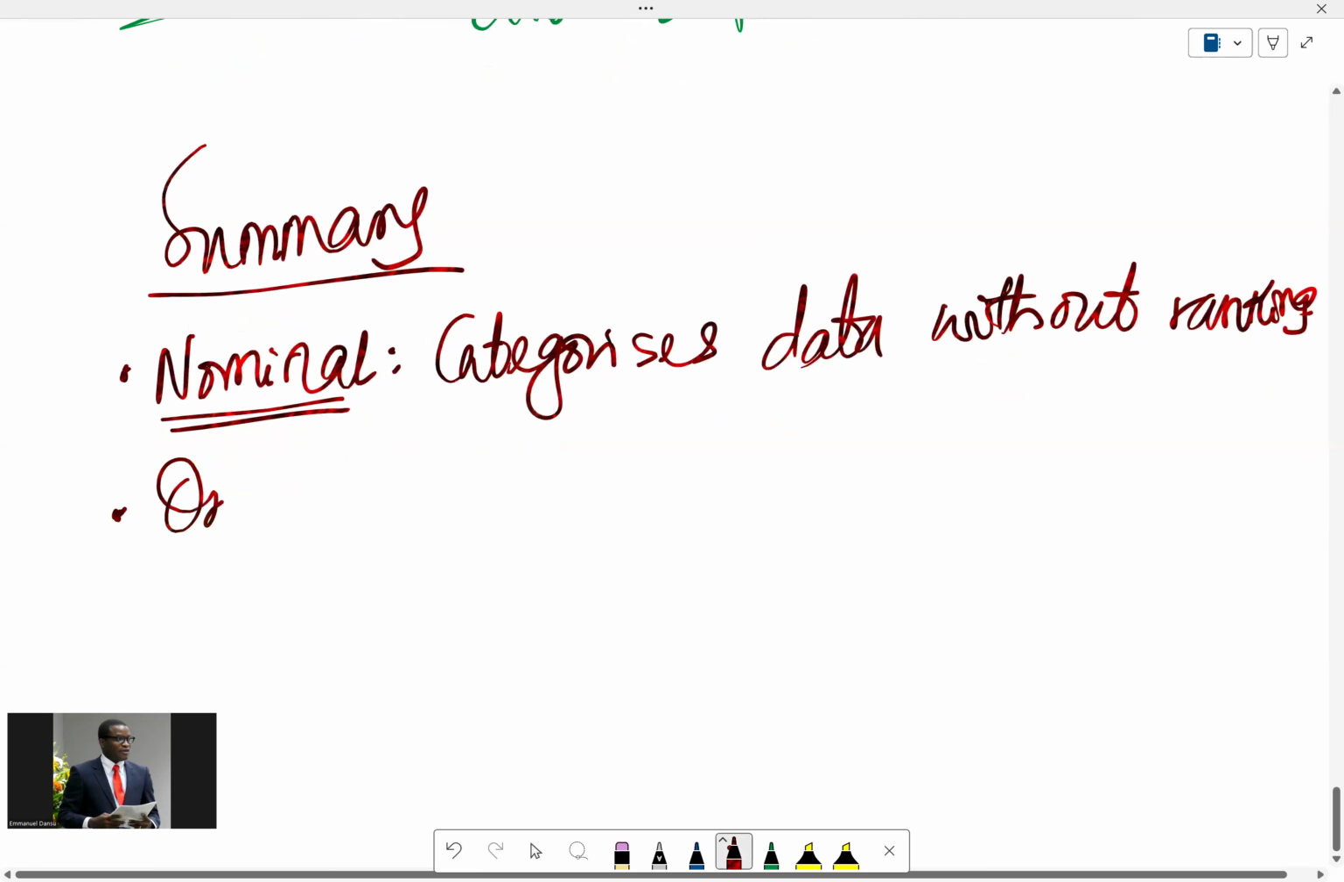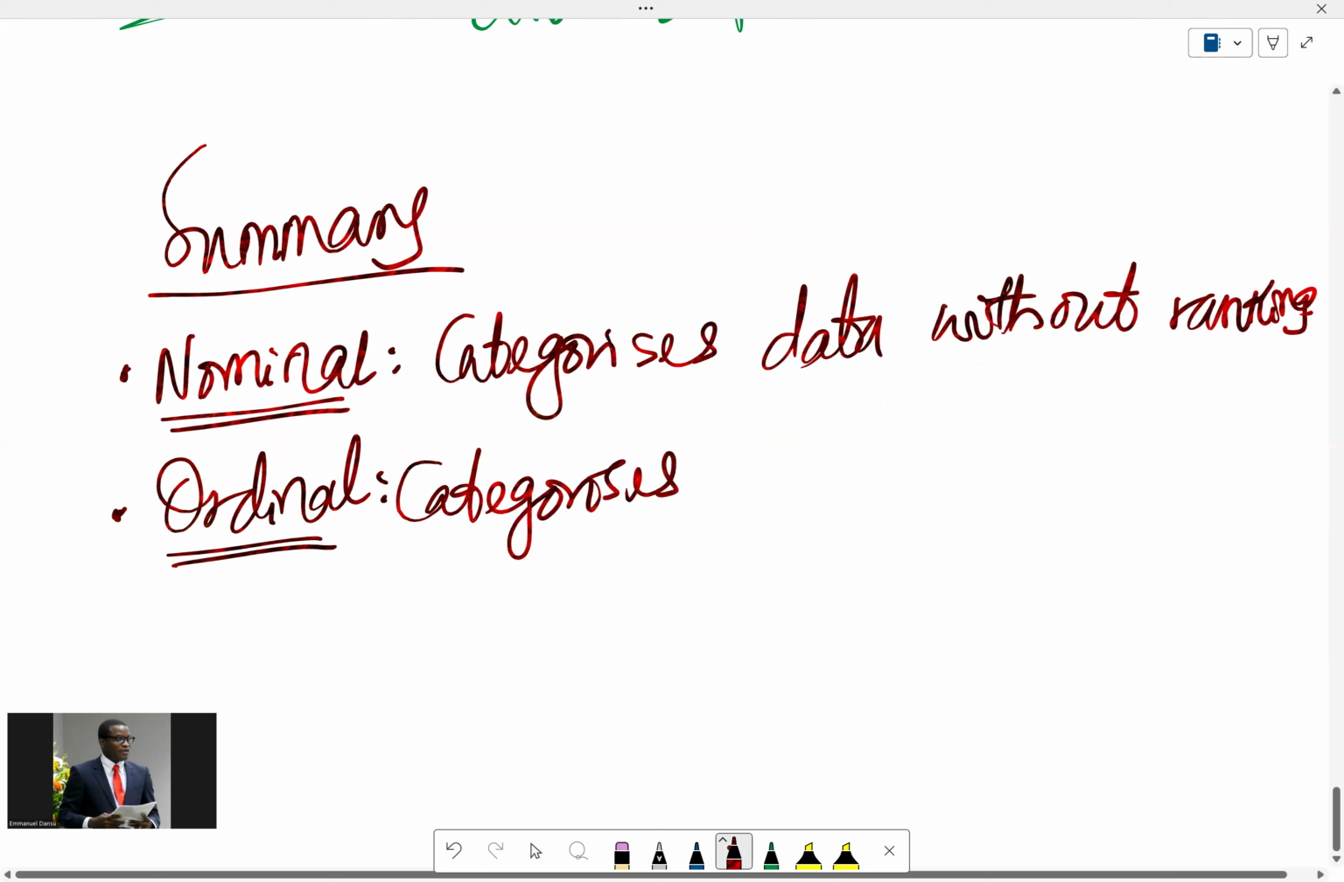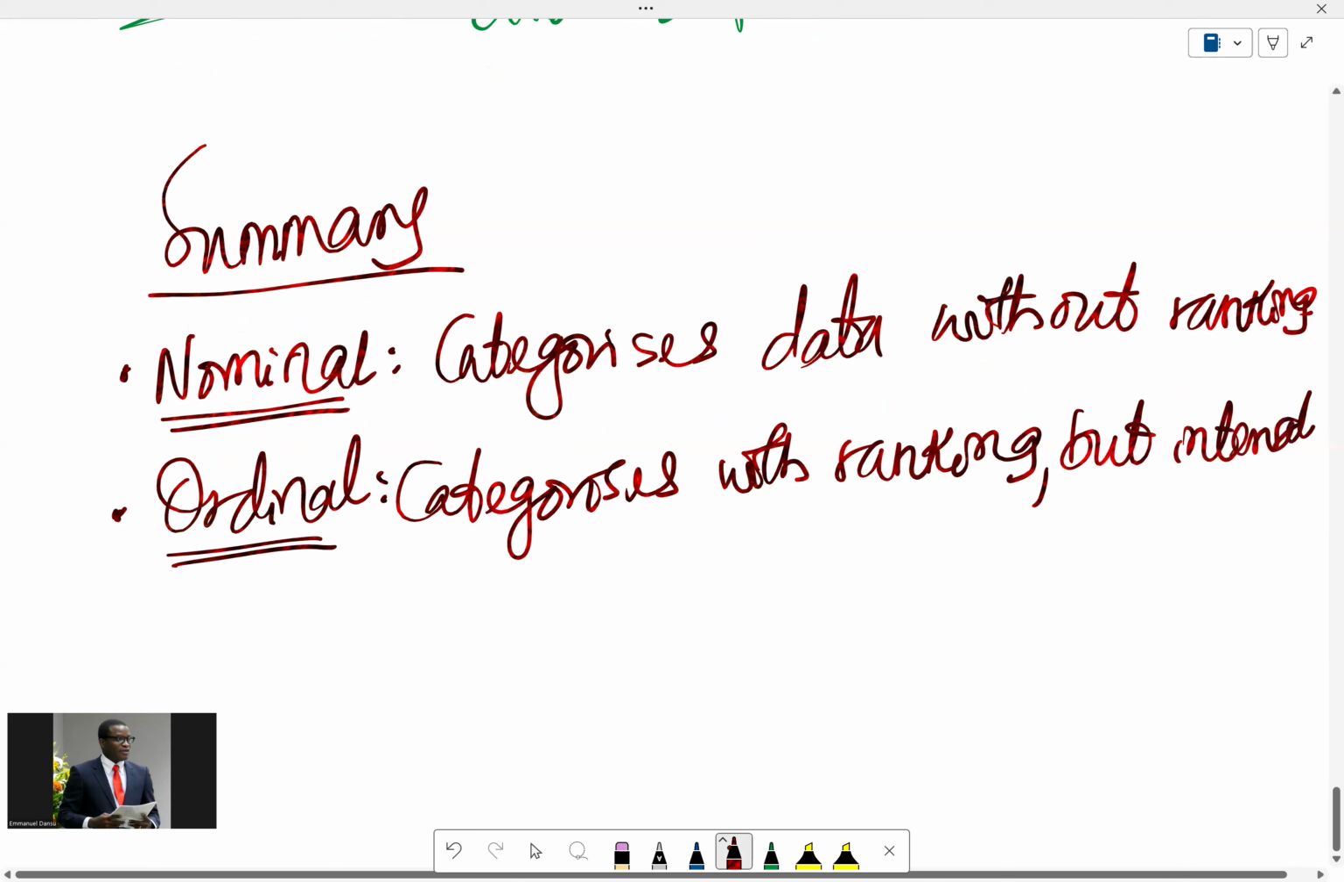Then you can have the ordinal scale. It categorizes with ranking, but intervals are not meaningful.